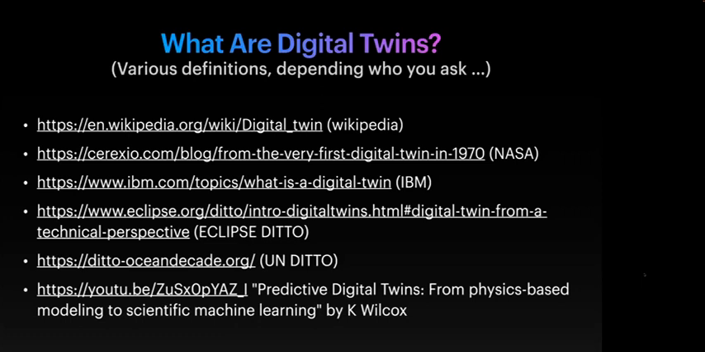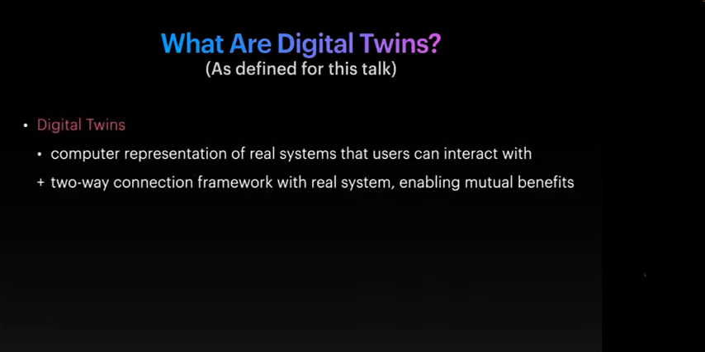So rather than trying to pin this down to a uniform definition, which I don't think I'm really able to do, I'm going to give you the one I'm using to make things more concrete. What we're talking about is having a computer representation of real systems that users can interact with, and having a two-way connection between the real system and the virtual one. So there are going to be observations, for example, and then a modeling of that.